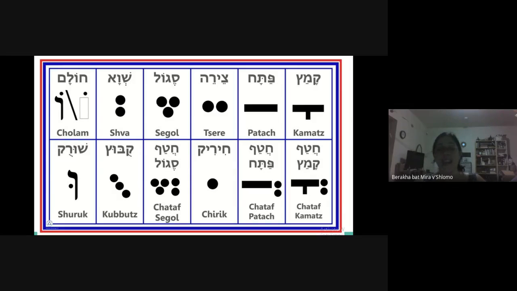Chirik is my favorite sound. It's an E sound, kind of like a Y in certain words, an E sound. Chataf segol, similarly, just still sounds like a regular segol. It's an eh. Kubutz, which is those three diagonal dots, is also an U sound. And a shuruk, which is a dot in the middle of the letter, is yet another U sound.